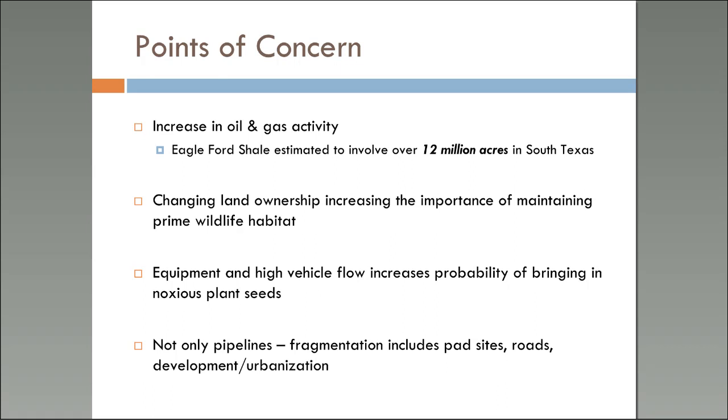Also, with all the equipment and high vehicle flow, it's really taken a lot of these areas that had pristine natives and brought in noxious plant seeds. Any type of noxious plant is one that takes over an area quite quickly, and so it can become more of a monoculture where you have maybe a dominant plant species as opposed to a diversity of native plants that we're typically looking for on wildlife lands. Also, not only just the pipelines from this oil and gas activity, but this fragmentation is coming in the way of pad sites, roads, and all kinds of urban development.